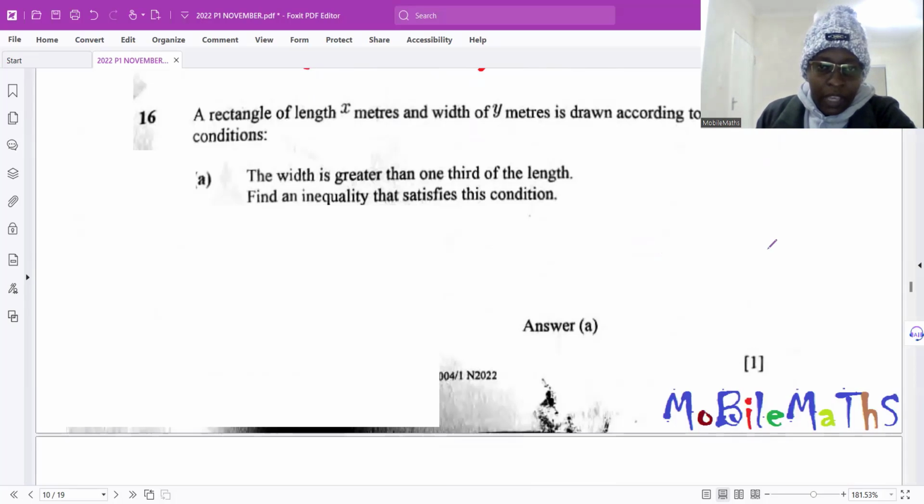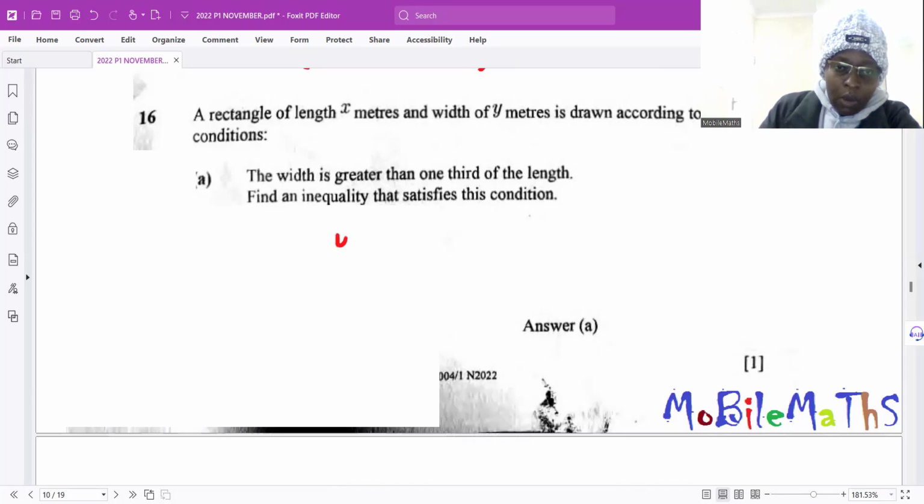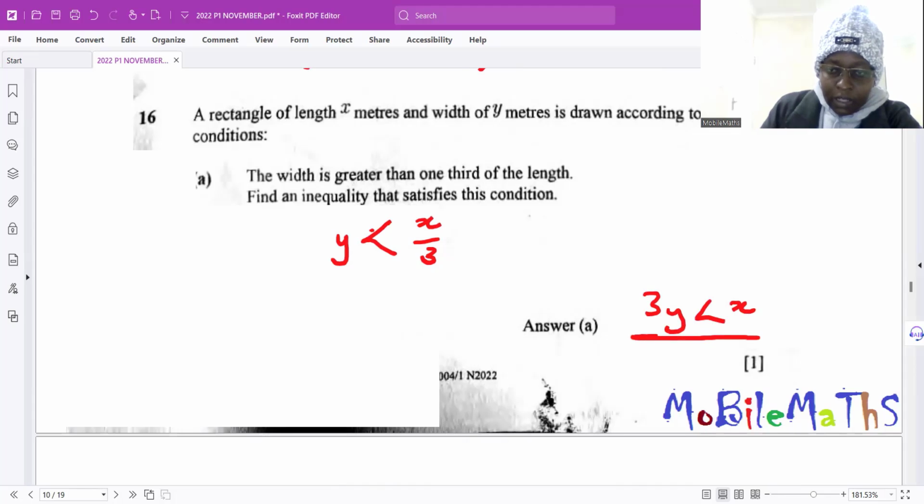A rectangle of length x meters and width of y meters is drawn according to these conditions. The width is less than 1/3 of the length. So we can say the width y is less than x over 3. Like that. So I can multiply by 3 on the side and I can have 3y is less than x as our final answer there.